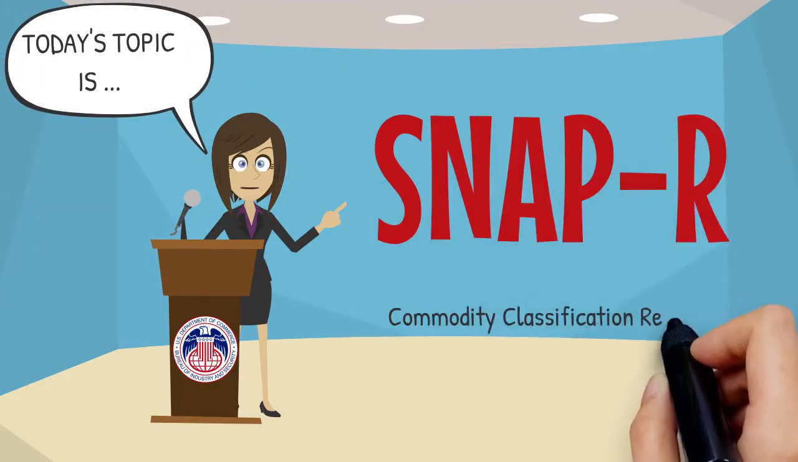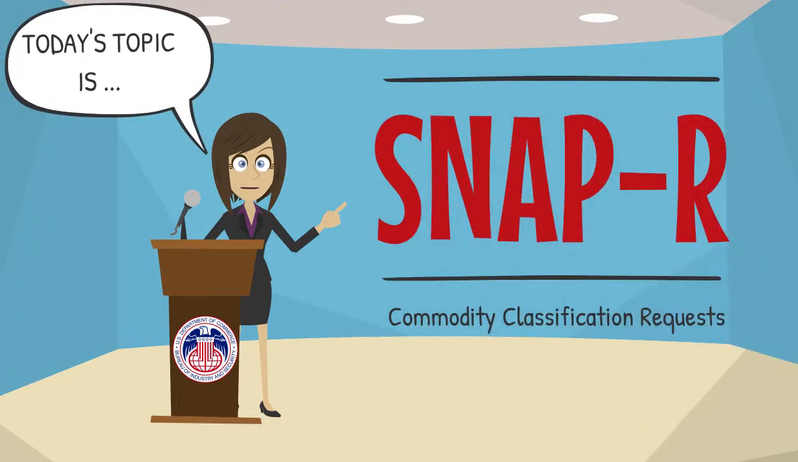Today's topic is SNAP-R, submitting commodity classification requests. A female character appears behind a lectern. A whiteboard appears to the right of the screen with the female character's dialogue transcribed onto the whiteboard.